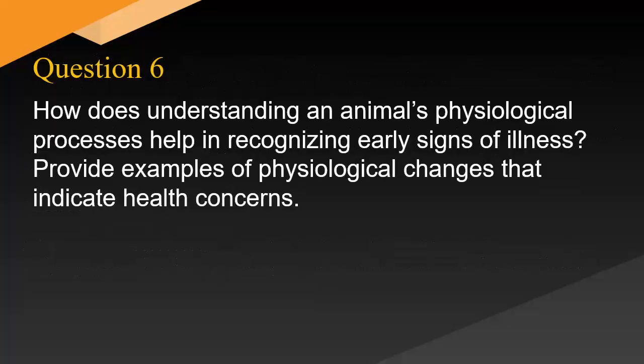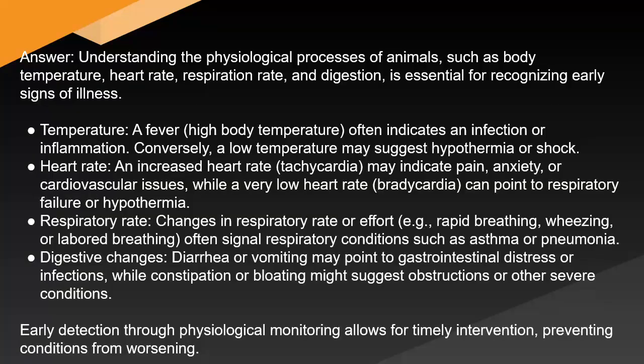How does understanding animals' physiological processes help in recognizing early signs of illness? Provide examples of physiological changes that indicate health concerns. Answer: understanding the physiological processes of animals, such as body temperature, heart rate, respiration rate, and digestion, is essential for recognizing early signs of illness.